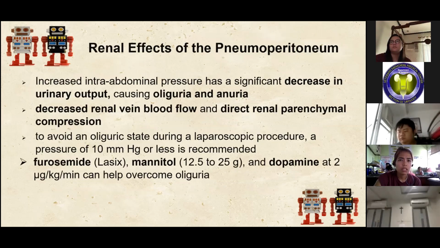So next, we have the renal effects of the pneumoperitoneum. Increased intra-abdominal pressure causes a significant decrease in urinary output, causing oliguria and anuria, due to decreased renal vein blood flow and direct renal parenchymal compression. So to avoid an oliguric state during laparoscopic procedures, a pressure of 10 millimeters mercury or less is recommended. Also, furosemide, mannitol, and dopamine can help overcome oliguria.